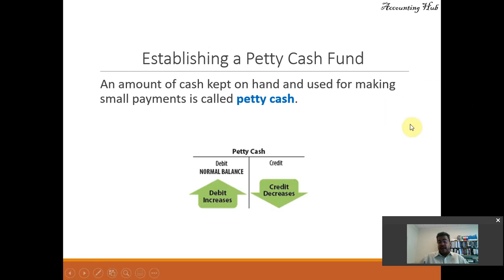And then petty cash, just like cash, is an asset account. So the normal balance is a debit. So debit increases, credit decreases.